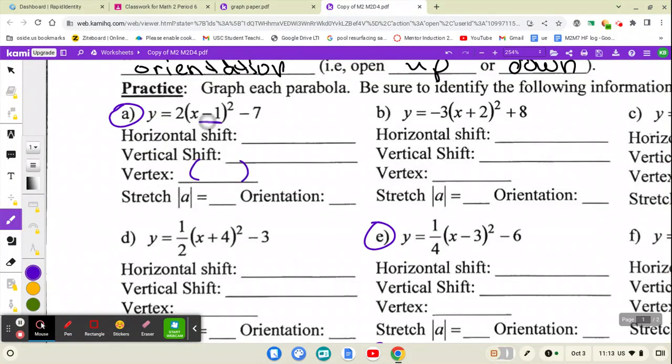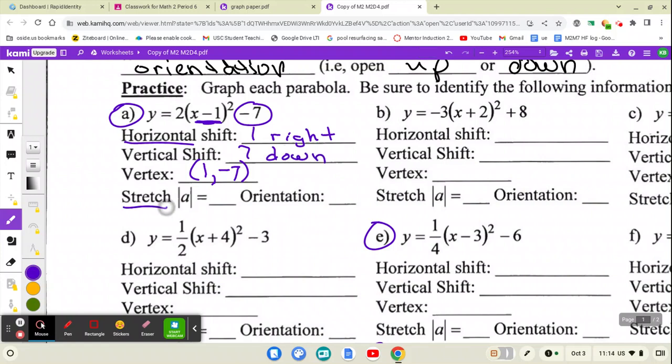Remember the vertex, the x value is the opposite of what's in the parentheses with x. So it's not -1, it's +1. The y value is exactly what you see outside to the right of the parentheses, if there are parentheses. The x value of the vertex gives you the horizontal shift. That means it's shifting 1 unit to the right. We kind of want to think it's to the left because it looks like a negative, but it's actually a +1. The vertical shift is 7 units down.